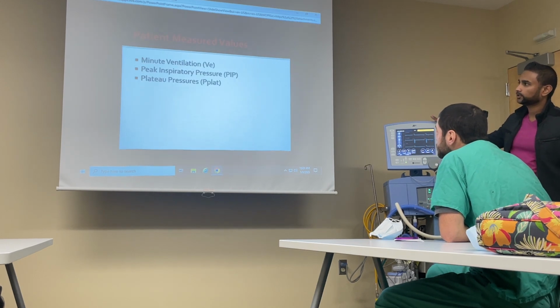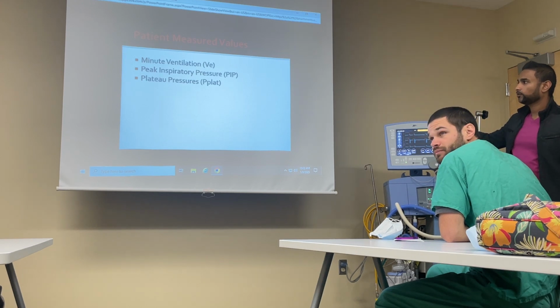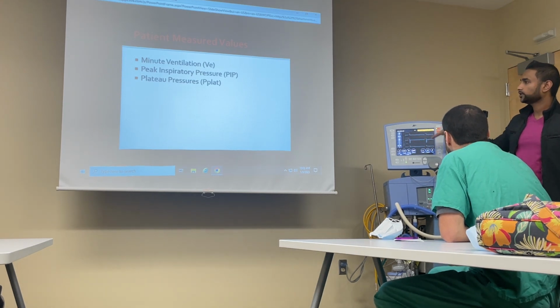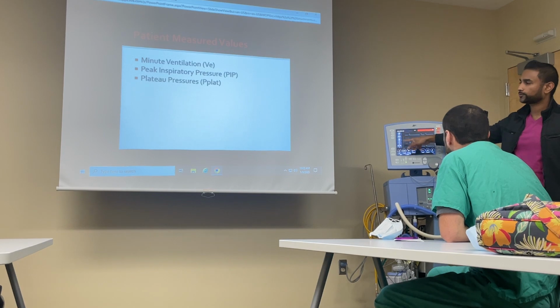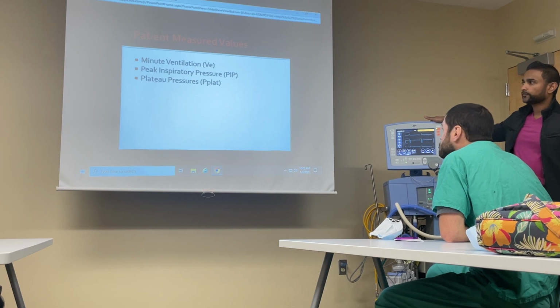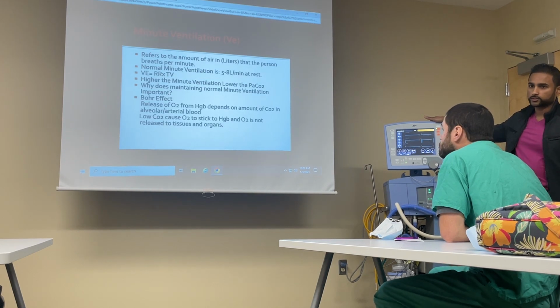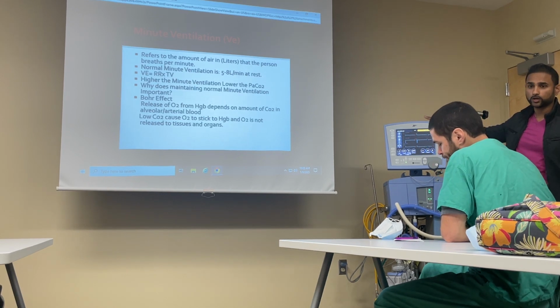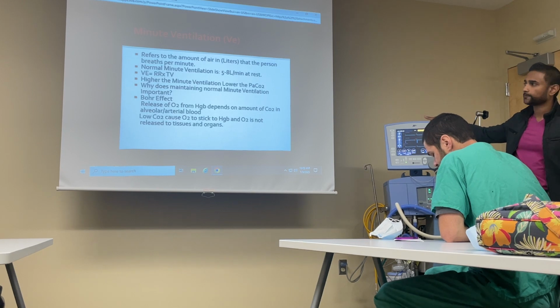Okay, so the fun stuff. Now I know I have the settings here. Now I need to see what the patient measured parameters are like. So let's talk about minute ventilation, okay? You can go to the next slide. There's minute ventilation, peak inspiratory pressure, and plateau pressures. The most important things that you, as nurses, will be looking at are peak pressures and plateau pressures. Oftentimes during nursing rounds, they will ask you what my peak pressures are.